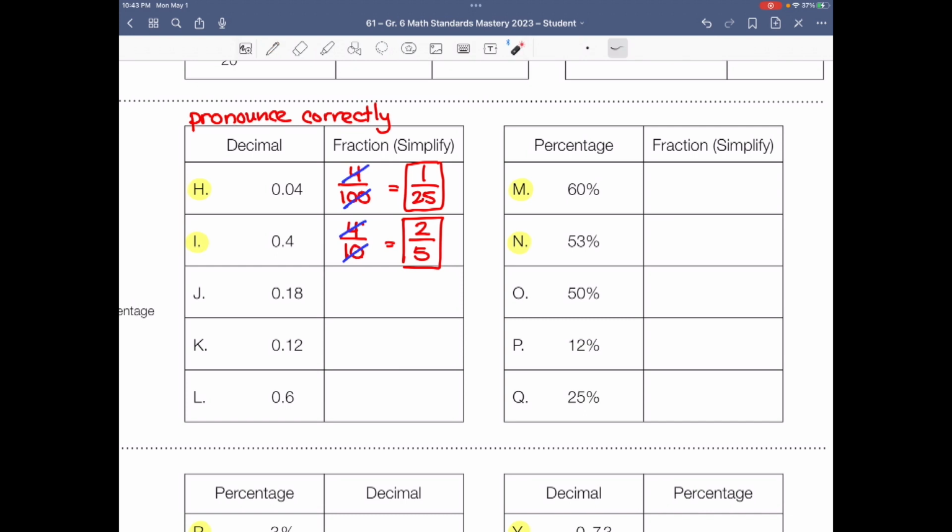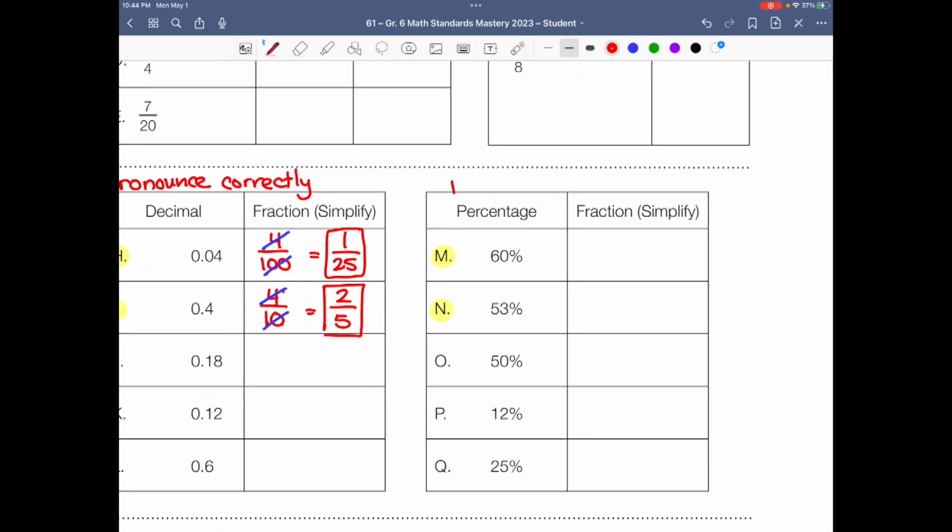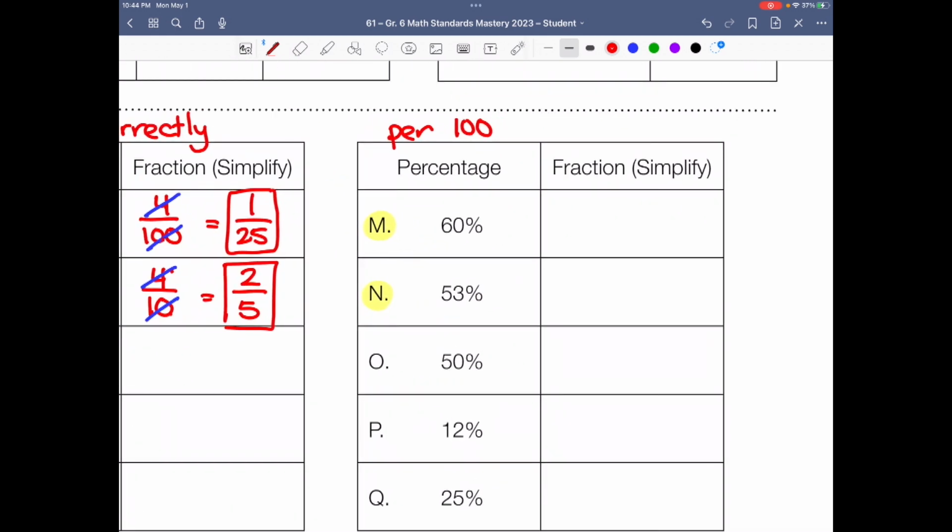Let's take a look at the right side. So let's convert this percentage into a fraction. And once again, remember what percent means. Percent means per 100. So here's letter M. Say it once with percent, and then say it again with per 100. We have 60%, 60 per 100. And there's your answer.